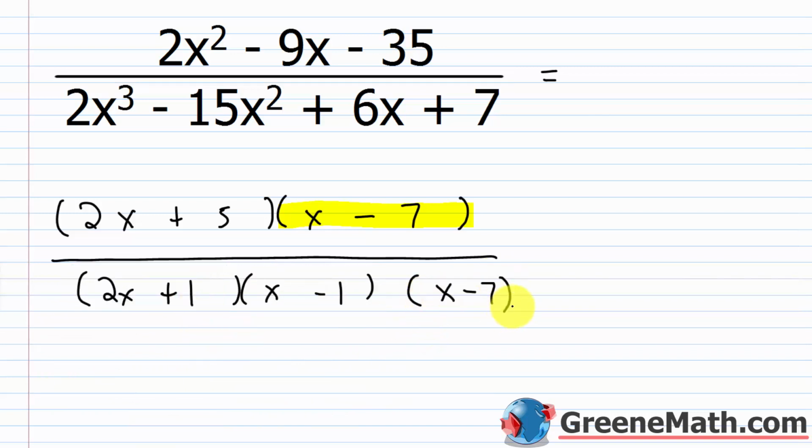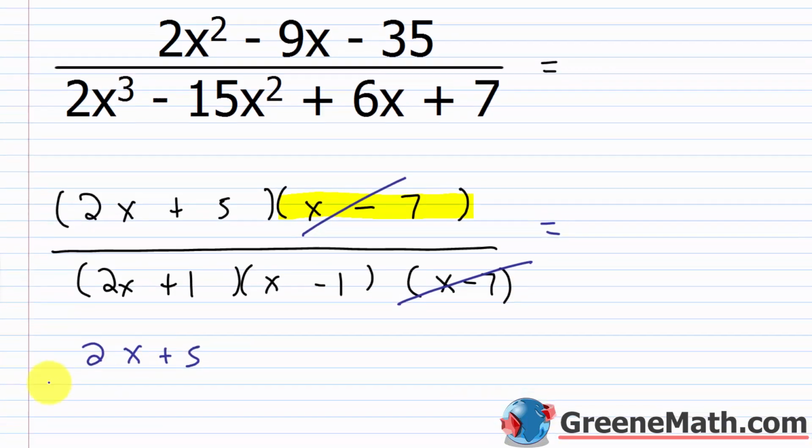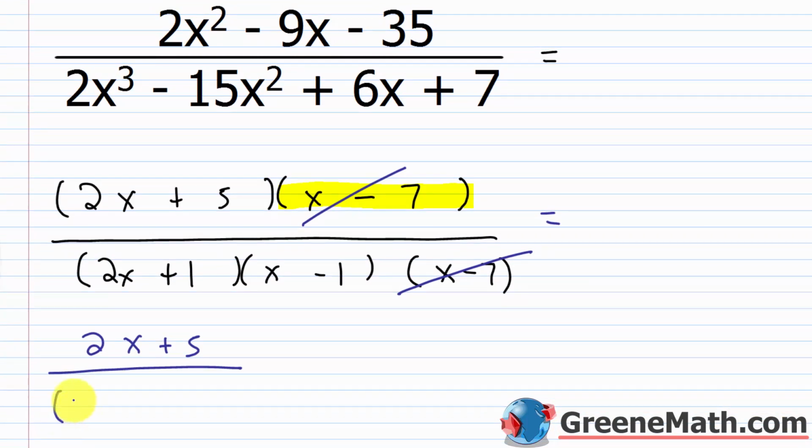And we have successfully factored this guy as the quantity 2x plus 1 times the quantity x minus 1 times the quantity x minus 7. Now, we're going to go ahead and just cancel this with this, and we've simplified this guy. So it's 2x plus 5 over the quantity 2x plus 1 times the quantity x minus 1. And again, we should leave this in factored form just to show that nothing else would cancel.